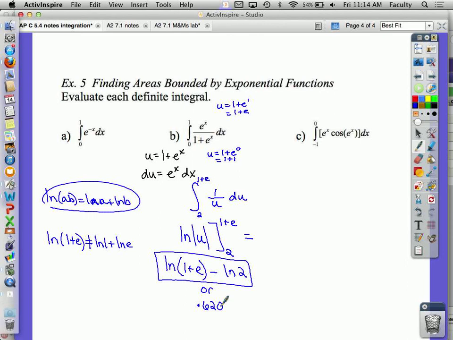All right, continue with C if you haven't done it. What's e like, about? What's e almost? 2.718. Did they expect us to know that on the exam without a calculator? Not without the calculator. Okay.